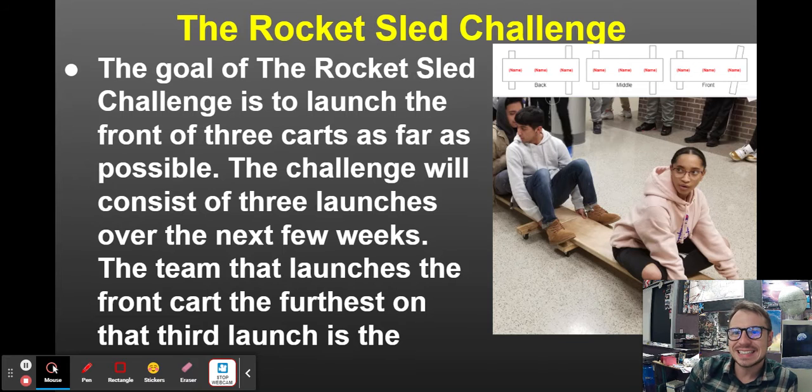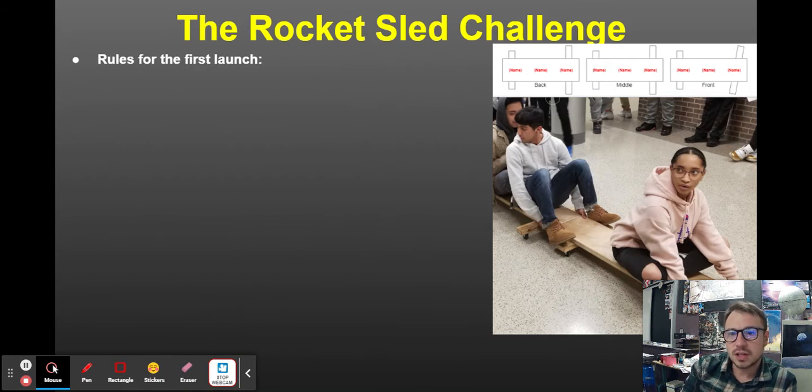The goal of the rocket sled challenge is to launch the front of three carts as far as possible. The challenge will consist of three launches over the next few weeks. The team that launches the front cart the furthest on that third launch is the winner. You can see here there's three carts lined up, and that front cart is the one that you care about. And you can see that the students here are already lining up to push the carts.